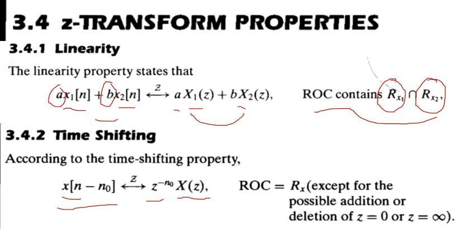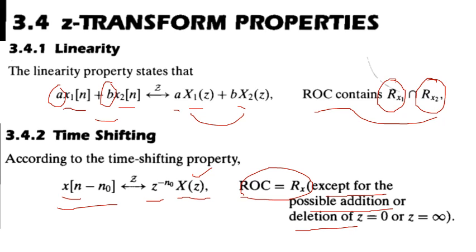So there will be no change in the region of convergence. The region of convergence of X of z will remain the same, except for the possible addition or deletion at z equal to 0 or infinity. Either you will add a pole at z equal to 0 or z equal to infinity, or you will delete a pole from 0 or infinity, depending upon the n shifting. If the shifting is positive, you are going to delete or add a zero or pole.